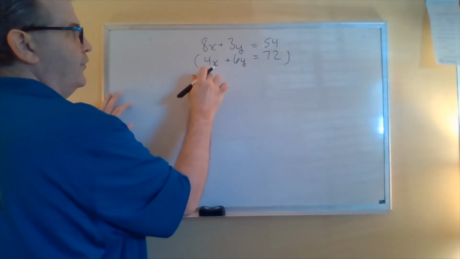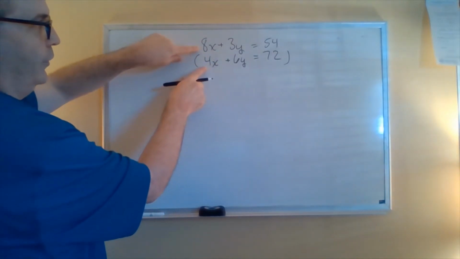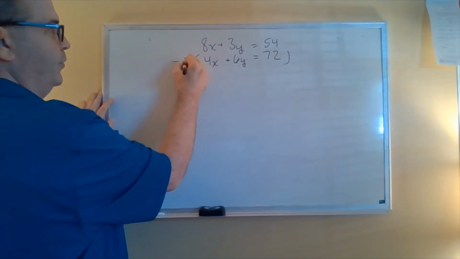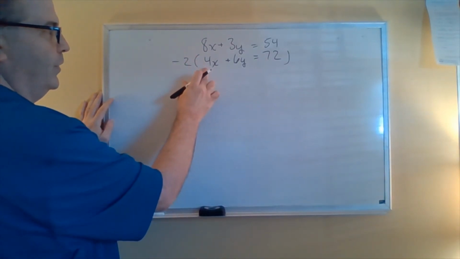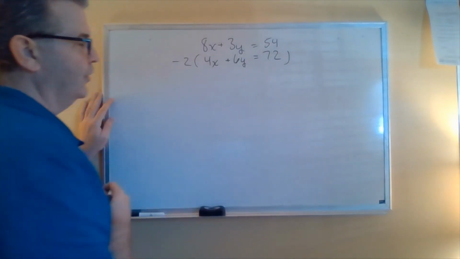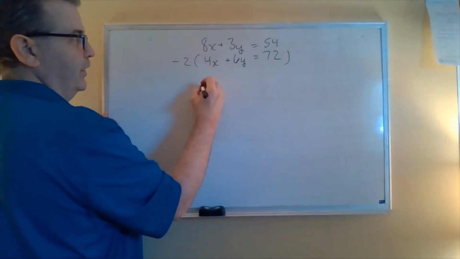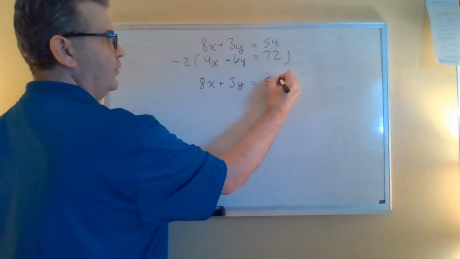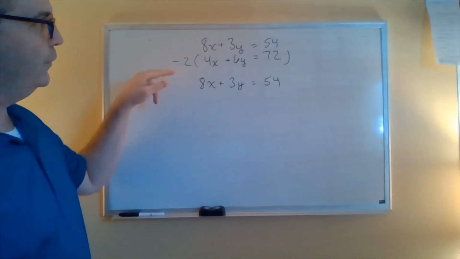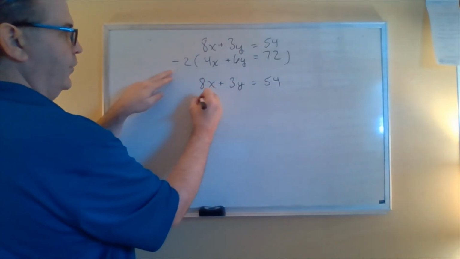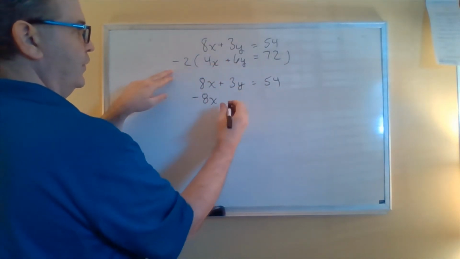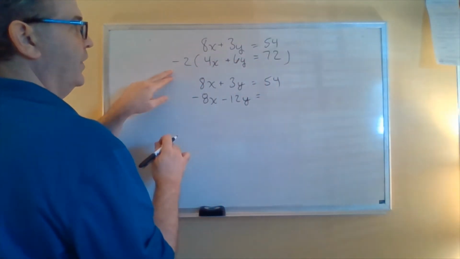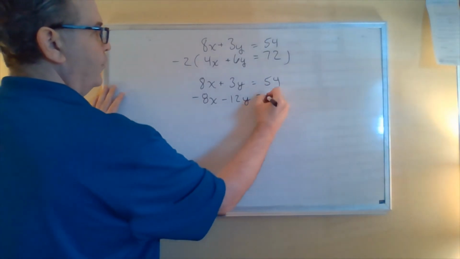So if I want to change this 4x into a -8, because I want opposite coefficients, and the opposite of 8 is -8, how do I get 4 to -8? I multiply it by -2. And if I multiply that term by -2, I have to multiply the entire equation by -2. So let's rewrite that. The top one stays the same, 8x plus 3y equals 54. I'm going to distribute that -2 through the second equation. This becomes -8x, -2 times 6y, that's -12y, equals, and -2 times 72, that's going to be -144.